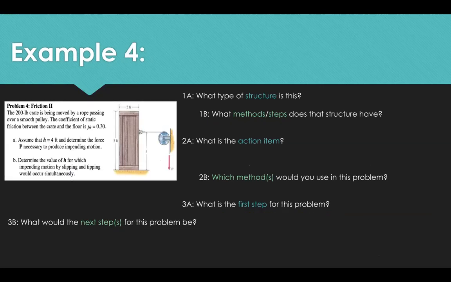All right, cranking along. What type of structure is this? Or I guess what type of problem is this?